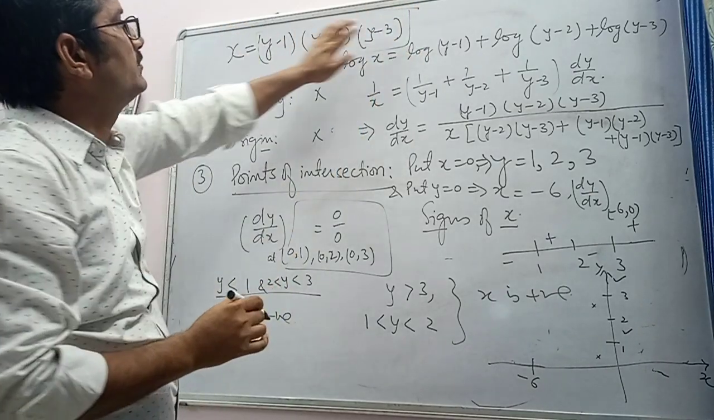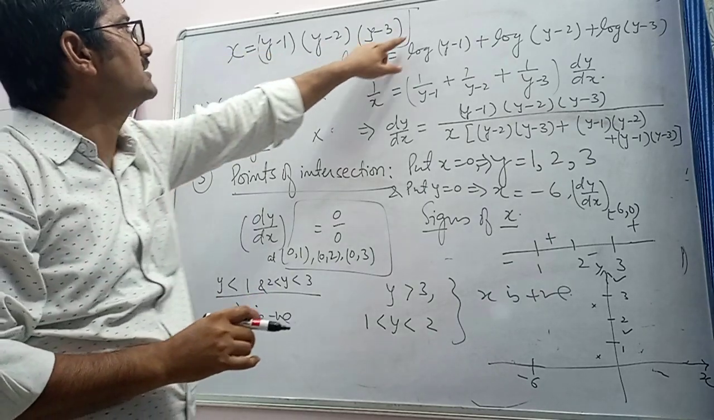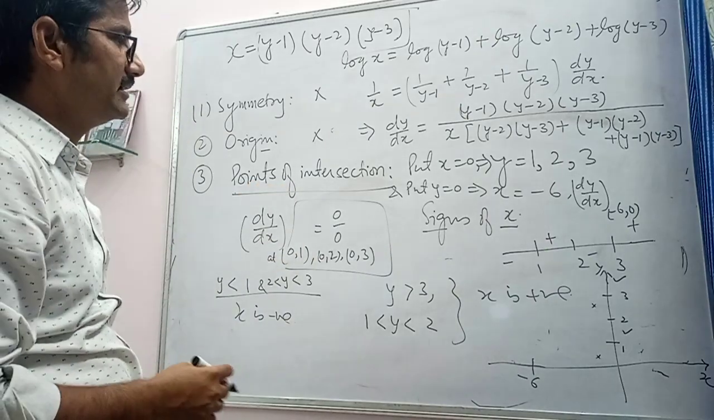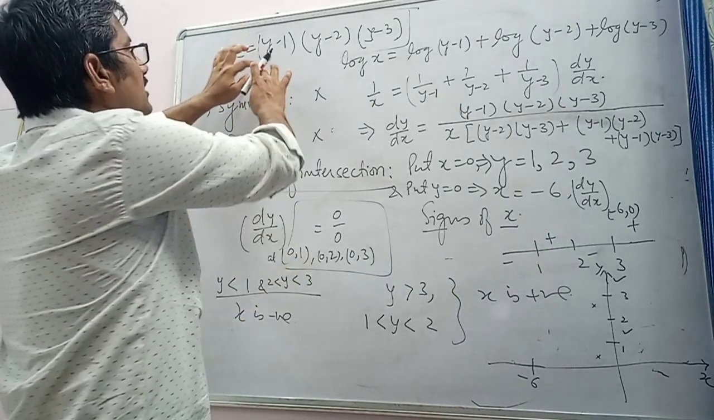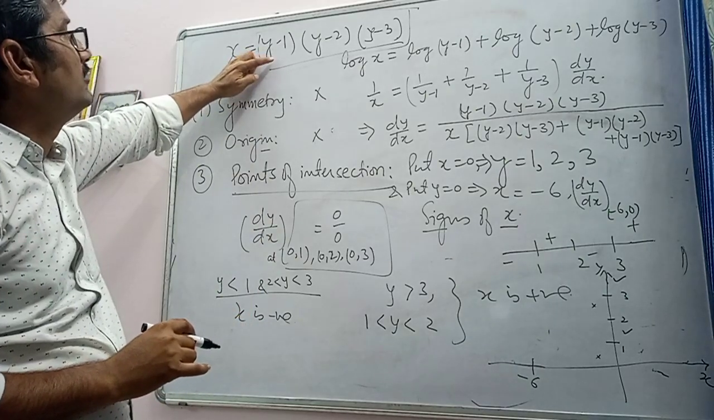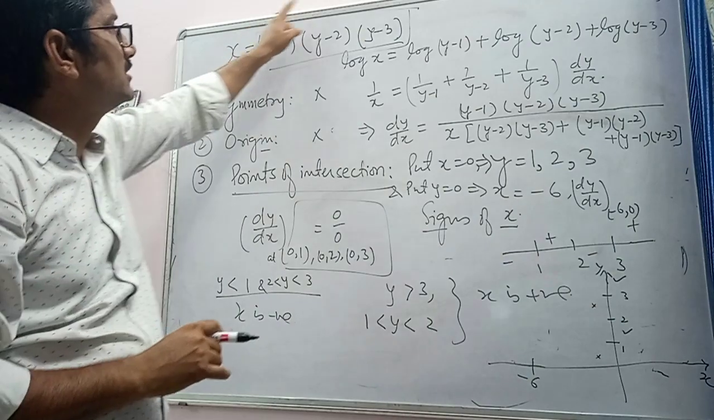We have to check where this is positive and where this is negative. So we have to decide the nature of the sign of this one, means where it is positive or where it is negative. By using the wavy curve method, we have to find the region where this is positive or this is negative.